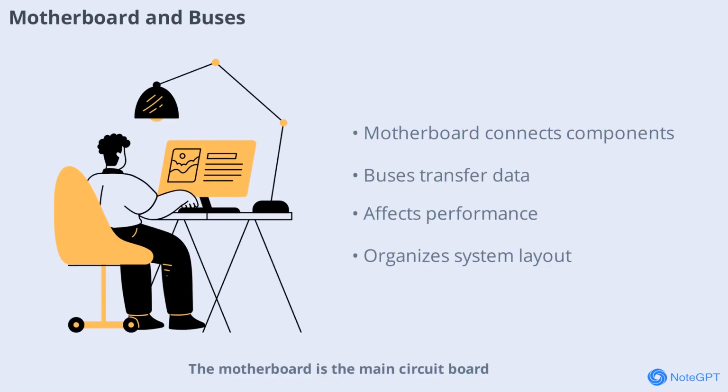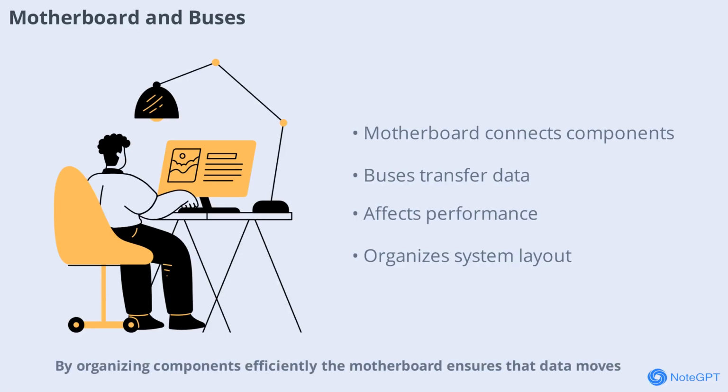The motherboard is the main circuit board that holds and connects all the computer's components. It contains slots for the CPU, RAM, storage, and expansion cards. Buses are electrical pathways that transfer data between these parts. The speed and design of the motherboard and its buses can significantly impact system performance. By organizing components efficiently, the motherboard ensures that data moves quickly and reliably throughout the computer.